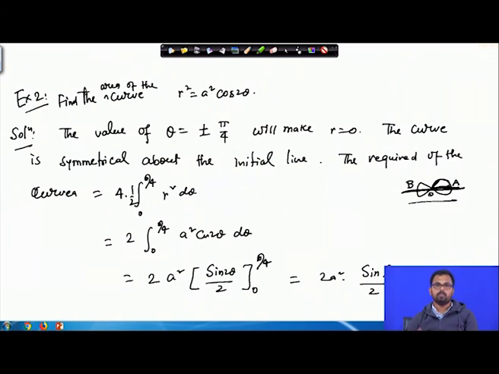So, this is another way where you can calculate the area of a curve which is given in terms of polar coordinates. So, we will stop here for today, and we will continue with our further examples in our next lecture.